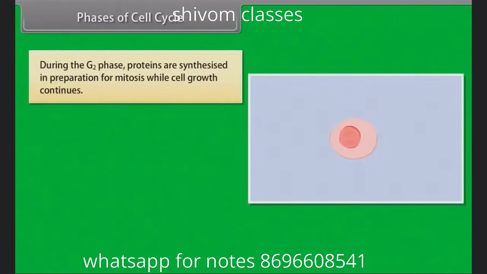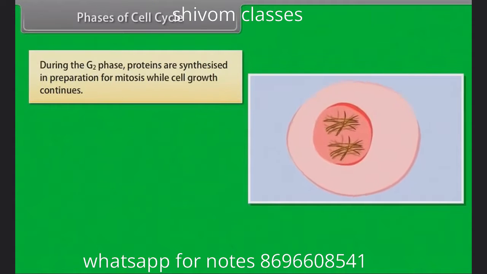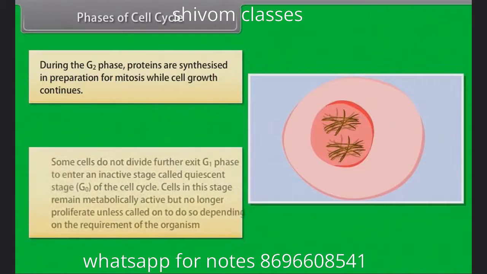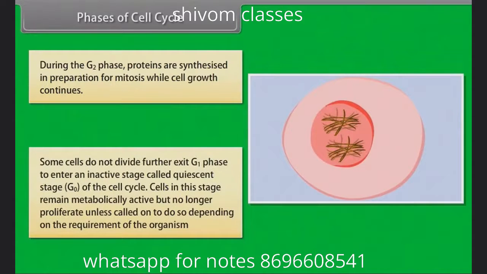During the G2 phase, proteins are synthesized in preparation for mitosis while cell growth continues. Some cells do not divide further and exit G1 phase to enter an inactive stage called quiescent stage G0 of the cell cycle. Cells in this stage remain metabolically active but no longer proliferate unless called on to do so depending on the requirement of the organism.